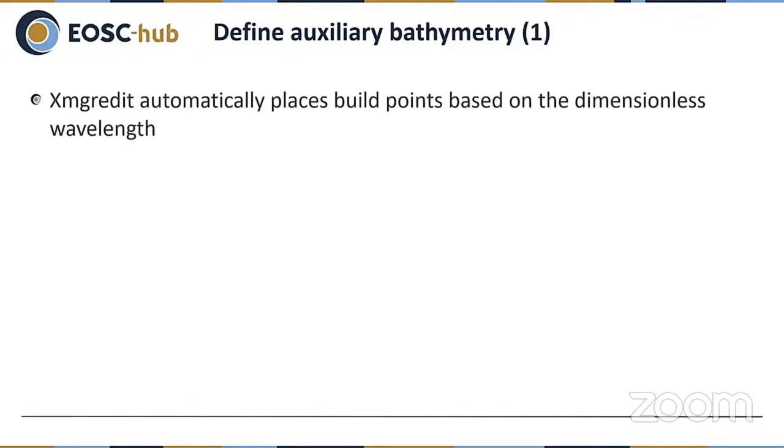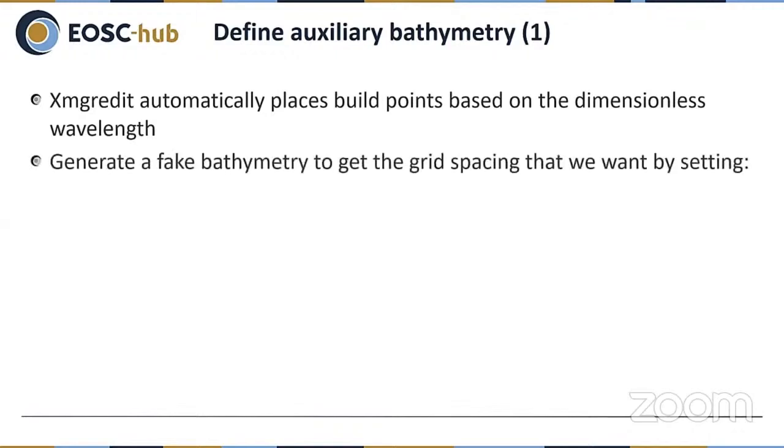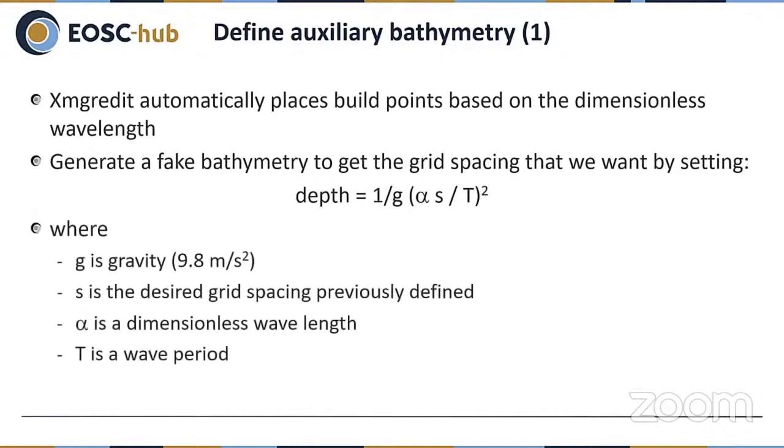So we're going to trick GREdit into doing what we want, into placing the build points with the grid resolution that we want, but thinking that it is using the dimensionless wavelength criterion. To do that, we're going to generate a fake bathymetry to get the grid spacing that we want. So we set depth equals 1 over g times alpha s over t squared. Here g is gravity, s is the desired grid spacing that we just defined, alpha is a dimensionless wavelength, and t is a wave period. I'll come back to this alpha and t later on.